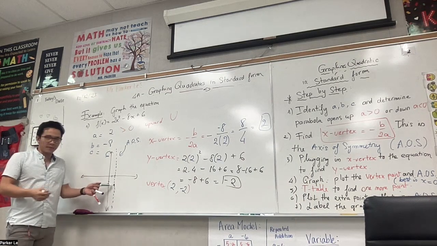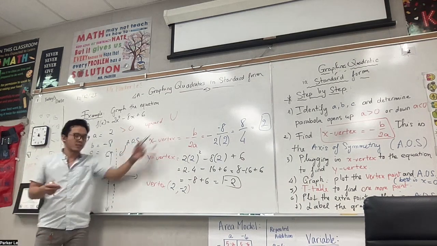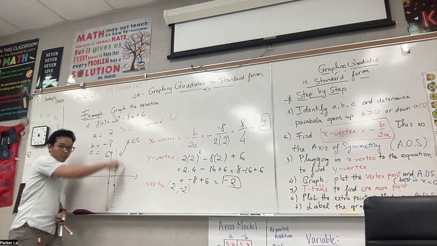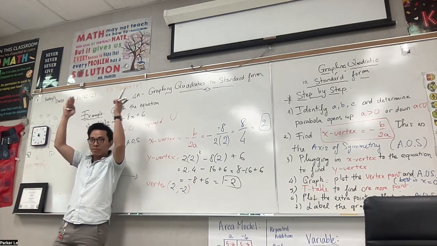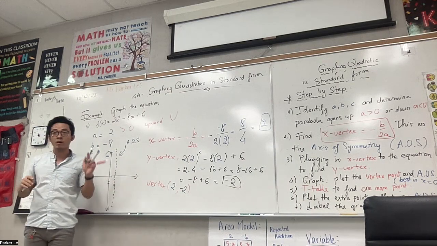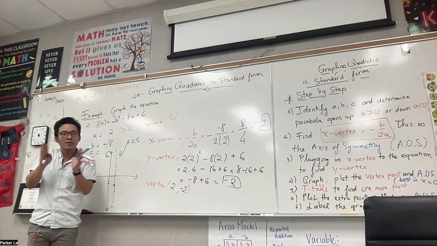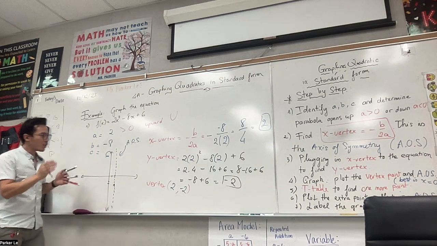Okay, so I know this is the vertex and I know it opens upward. So it's going to look like this, or this, or this. I don't know yet whether it's big or small, so we need one more point to see exactly how it looks. How do you get one more point?